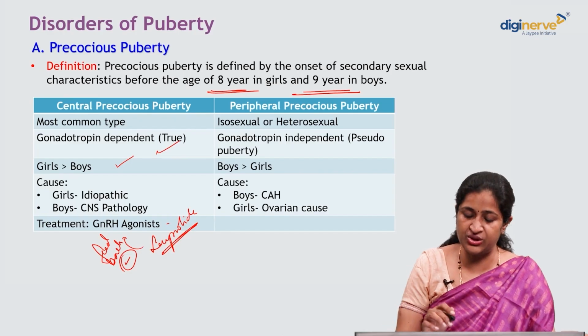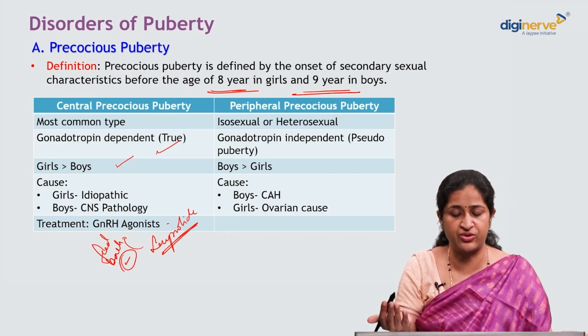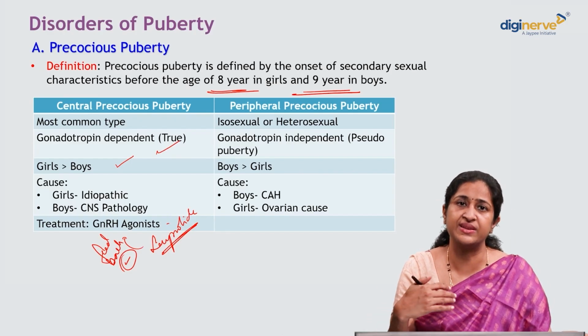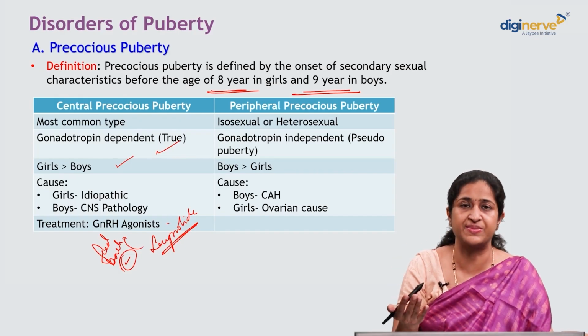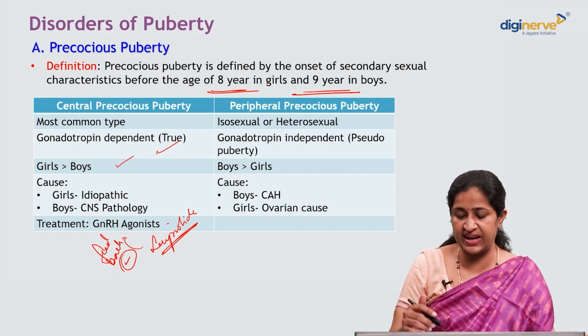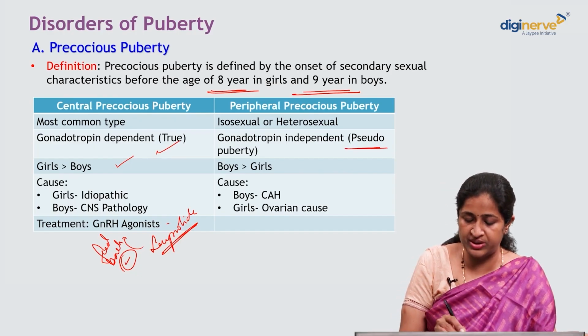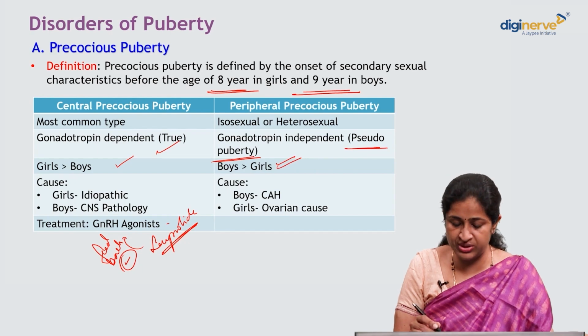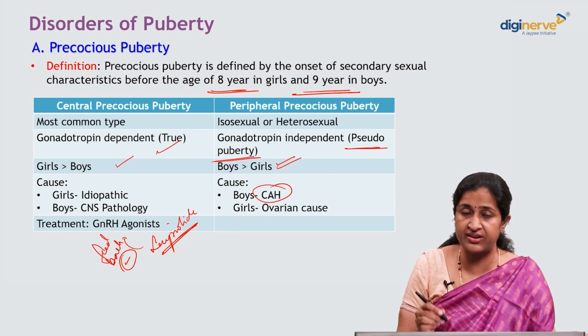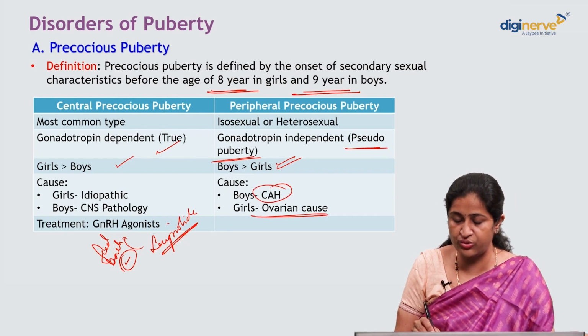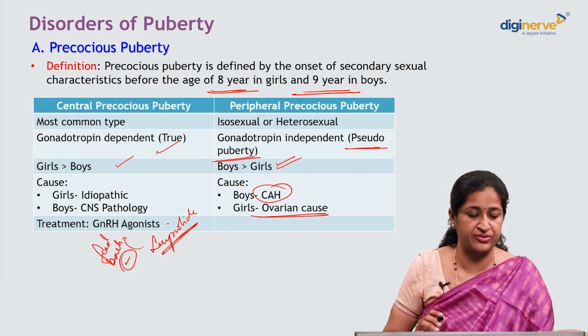Peripheral precocious puberty, you have two types. You have isosexual and heterosexual. Isosexual is where the same sex is what is expressed. Heterosexual is where you have virilization. This is gonadotropin independent or pseudo puberty. Here, boys are affected more than girls. Cause is primarily congenital adrenal hyperplasia. In girls, it's ovarian cause. Treatment is treatment of the cause.